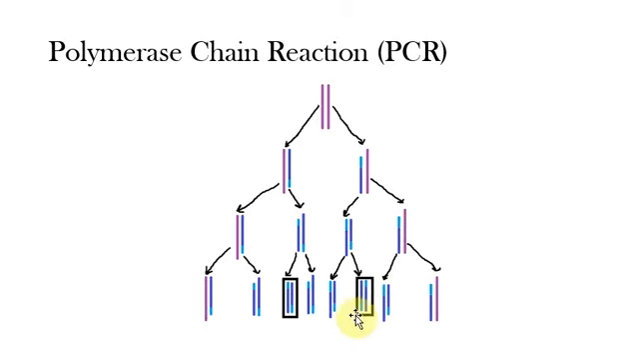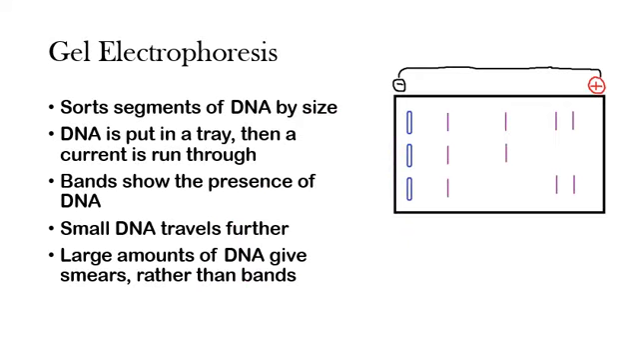PCR is great for studying just that little snippet of the genome of the DNA, and this is how that works. Each cycle will double the number. Once you have that DNA, there's a process called gel electrophoresis that was developed to actually use to study the DNA. And what gel electrophoresis does is it sorts the segments of DNA by their size, by their length.